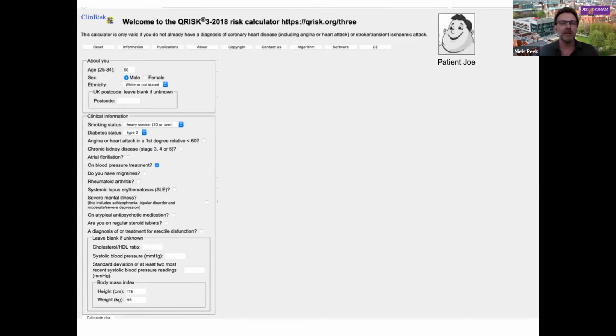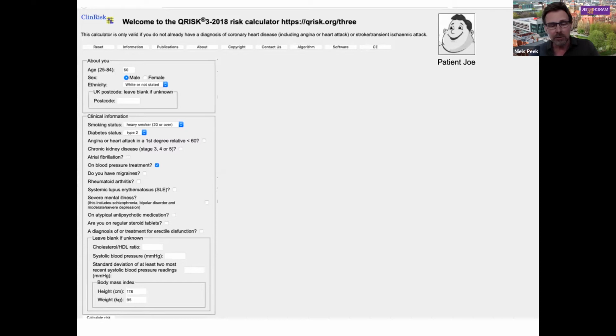He doesn't have angina or has had a heart attack. He doesn't have chronic kidney disease, he doesn't have atrial fibrillation, but he is on blood pressure treatment. So he must have had high blood pressure, and therefore he's now being treated. I've left all the other things blank. Qrisk doesn't force you to provide all the information in the template, but I did provide body mass index information. So Joe's height is 178 and his weight is 95 kilograms.